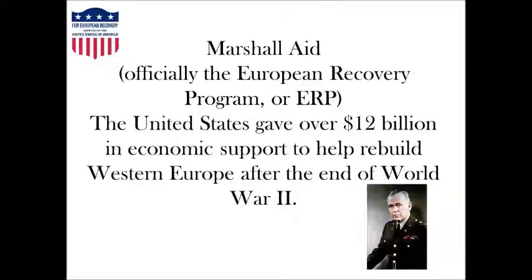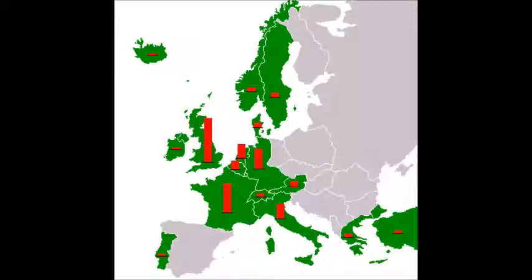And so the Congress eventually agreed to release a huge amount of money. Eventually they would release over $13.3 billion over 4 years into something that's called the Economic Recovery Program, ERP, Economic Recovery Program. And 16 countries would benefit from Marshall aid.